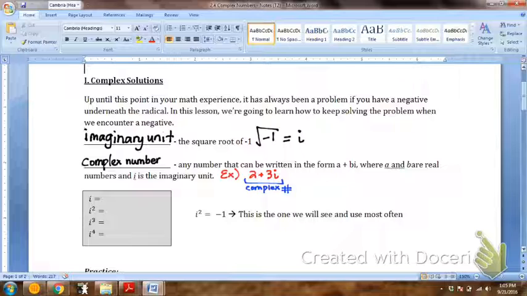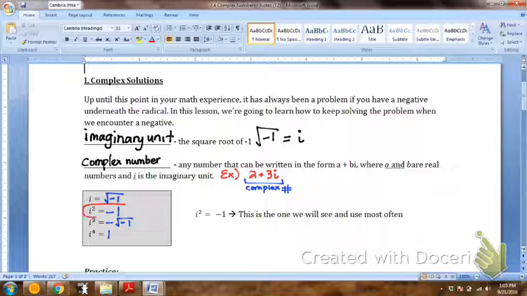Okay? So we need to define what the different values of i are. i by itself, as we talked about, is just the square root of negative 1. Well, if you square the square root of negative 1, what happens to the square root sign? It goes away, right? It's just negative 1. If you cube the square root of negative 1, you get negative square root of negative 1. And if you take it to the fourth power, you just get positive 1.